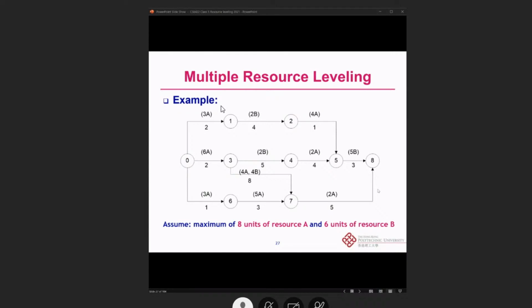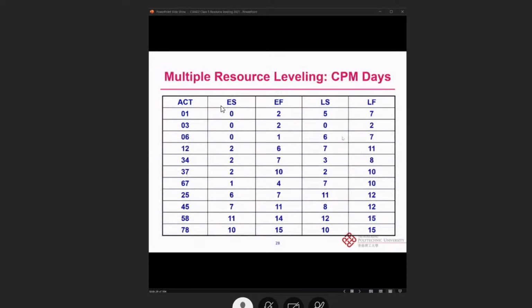So this is how it is shown, and we assume that for this project, we have a maximum of 8 units of resource A and 6 units of resource B. Now we add another resource to think about the limitation of resources in the project. Okay, one more.